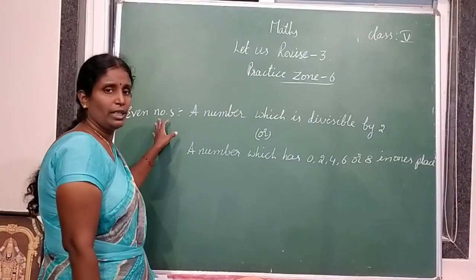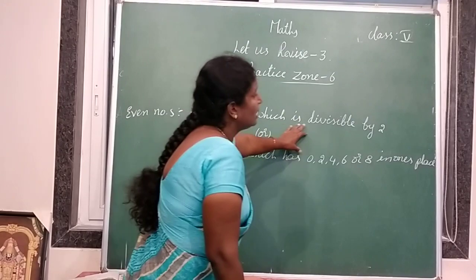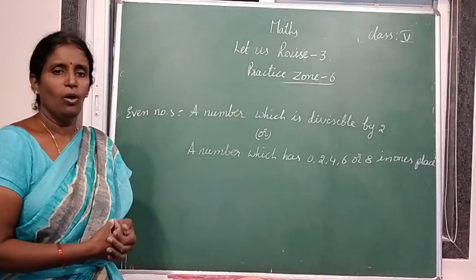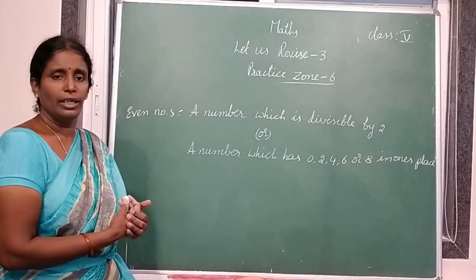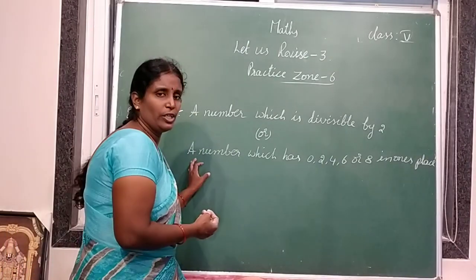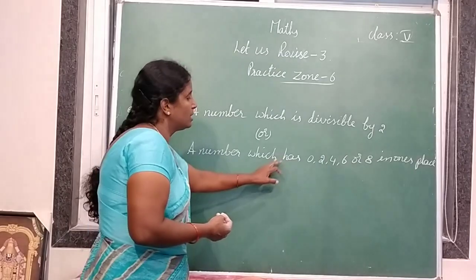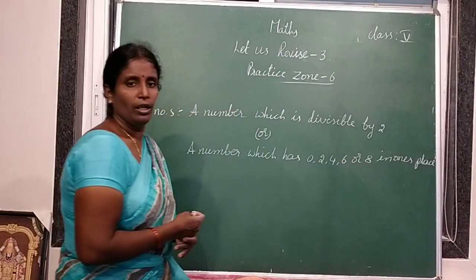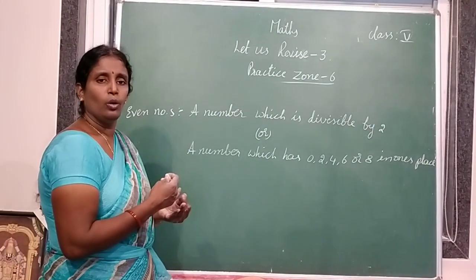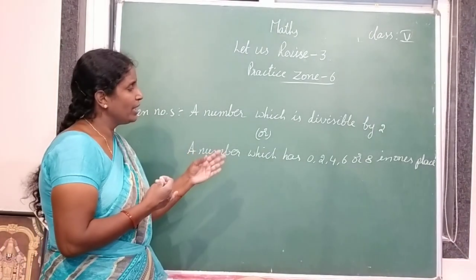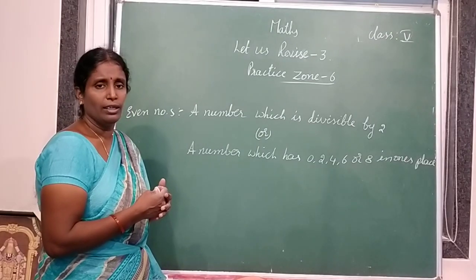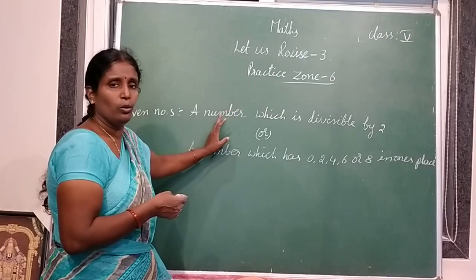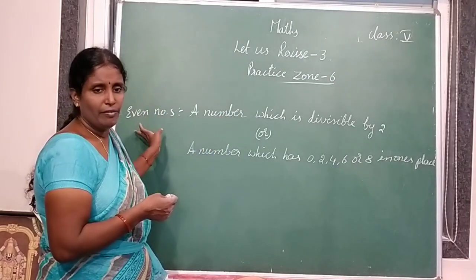So, even numbers are nothing but numbers which are divisible by 2. And one more definition, a number which has 0, 2, 4, 6 or 8 at the one's place. Understood? Either 0, 2, 4, 6 or 8 at the one's place, those numbers are called even numbers.